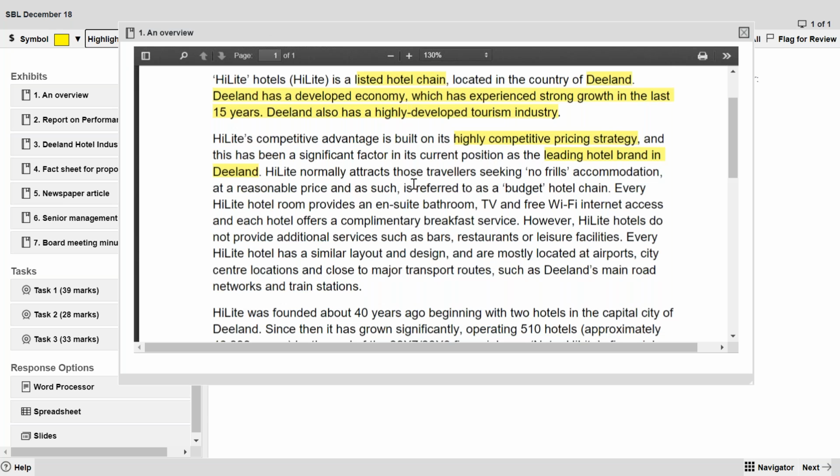And Highlight normally attracts those travelers seeking no-frill accommodation at a reasonable price, and as such is referred to as a budget hotel chain. Every Highlight hotel room provides a bathroom, a TV, free Wi-Fi, and each hotel offers a complimentary breakfast. However, Highlight hotels do not provide additional services such as bars, restaurants, leisure facilities. Every hotel has a similar layout and design and are mostly located at airports, city center locations, and close to major transport such as D-Land's main road. So a lot of information. I don't think we might use it except for some key sentences.